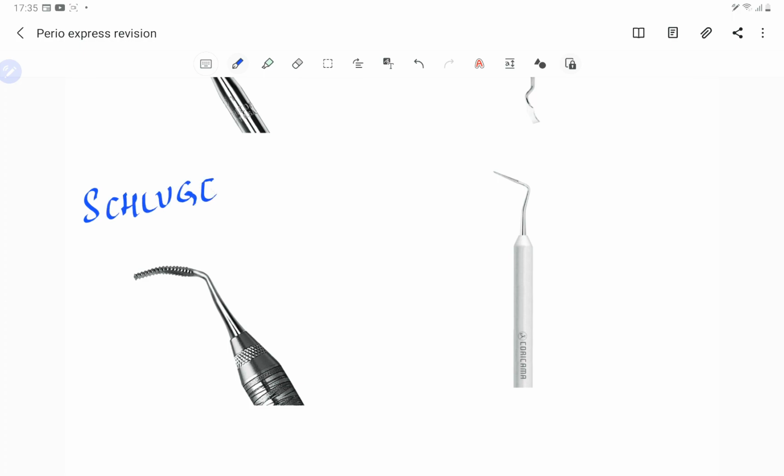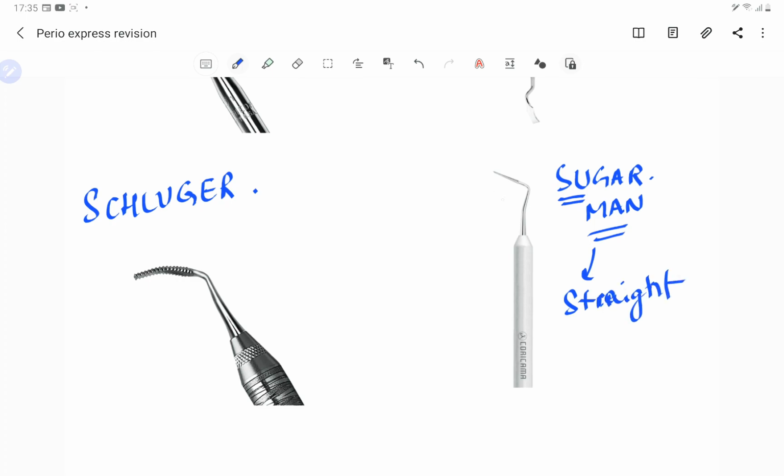So basically how will you differentiate between the Schluger and the Sugarman? So Sugarman, always remember that, sugary, very sugary, so he is straight. So if you can see here, this chisel is straight, but if you see this Schluger chisel, Schluger file, this is curved, right? So curved one is the Schluger, straight one is the Sugarman.